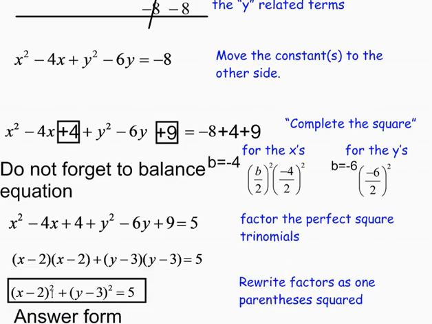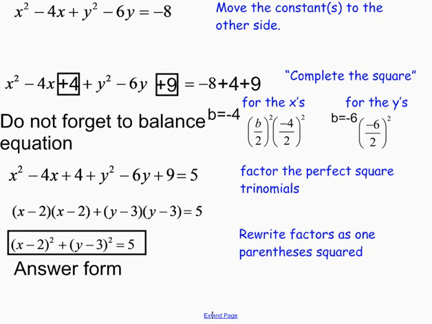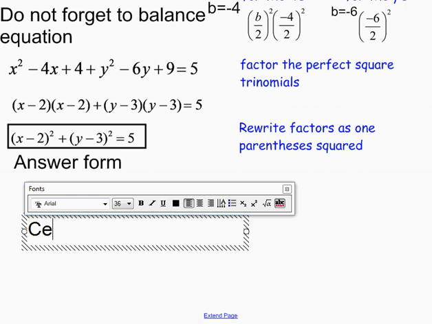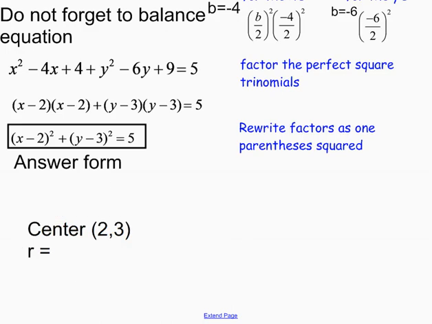So the center of the circle, I guess it helps to go over that. So the center of the circle is 2, 3, right? Got to change the signs. And the radius is what? The square root of 5.